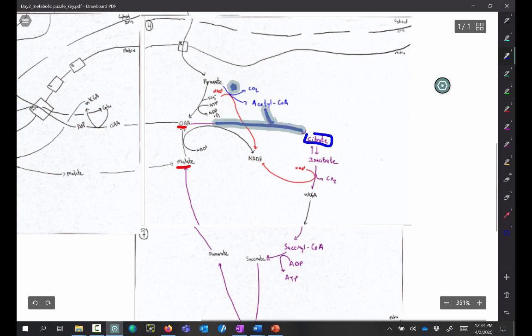Okay, get rid of all these little markings here. And then that will kind of start the cycle for us.